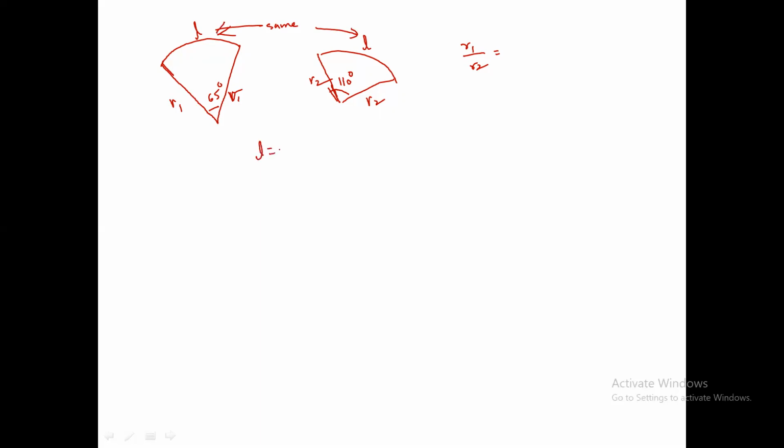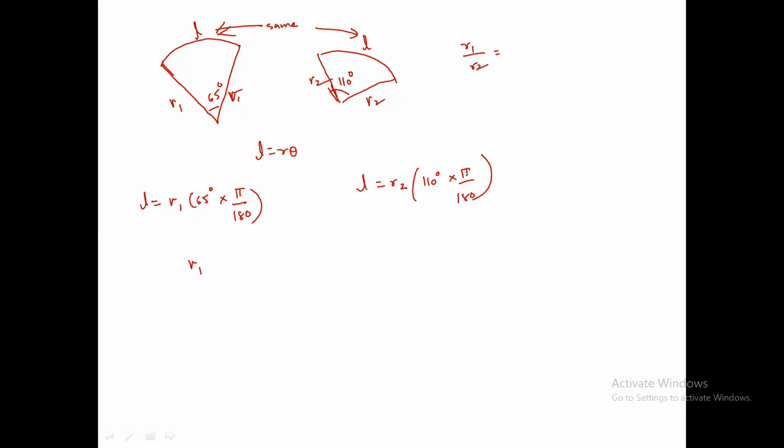And we have the formula L equals R theta. So here L is R1 into 65 degrees. But 65 degrees, I will change it into radians. I will multiply by pi by 180. The other one, L equals R2 theta, 110 degrees, multiplying by pi by 180. Now both the L's are same.